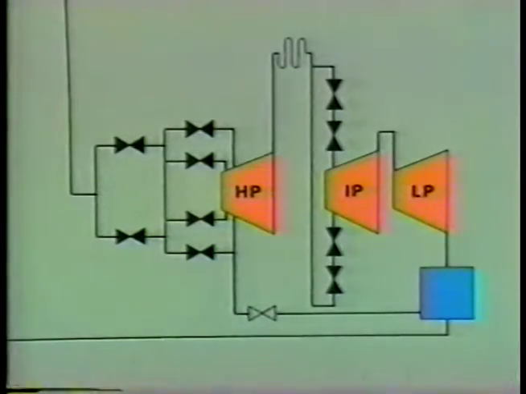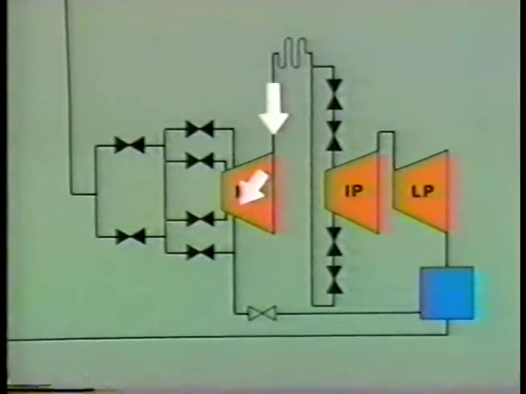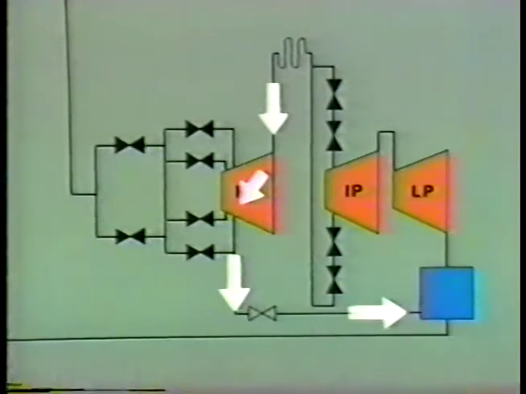When it opens, a small amount of steam is drawn from the reheater through the rotating turbine blades, through the ventilator valve itself, and then the steam is exhausted to the condenser. This flow of steam prevents heat from building up in the HP turbine.